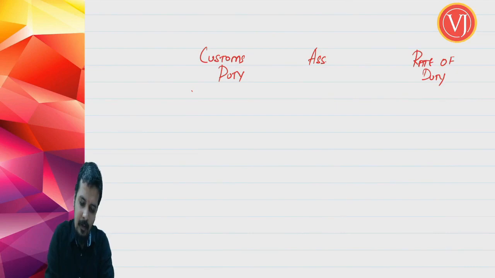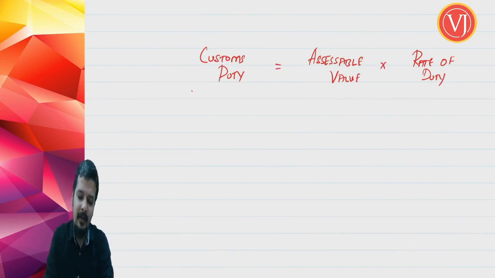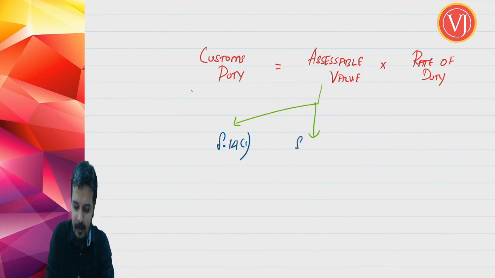So, customs duty will be equal to your assessable value multiplied by rate of duty. And friends, as discussed, your valuation normally is under section 14, subsection 1. Only in special cases it is under section 14, subsection 2.